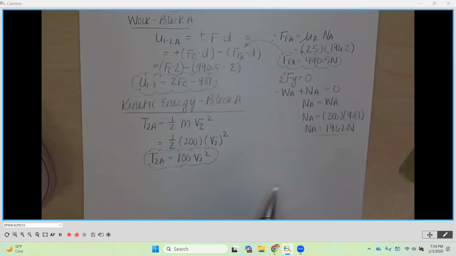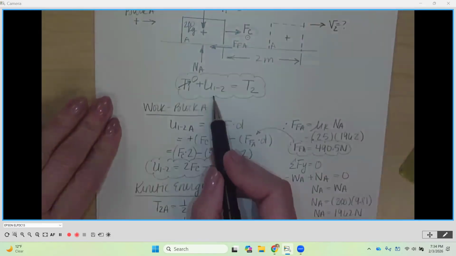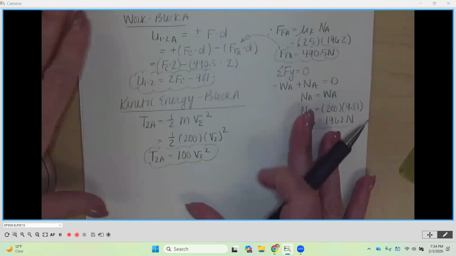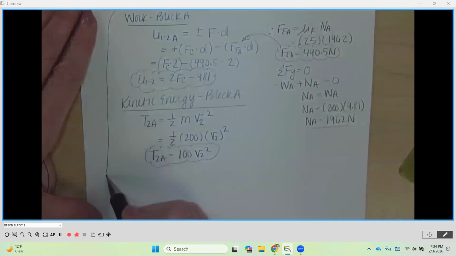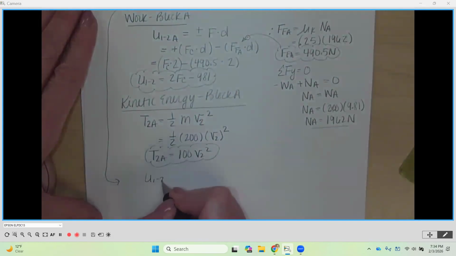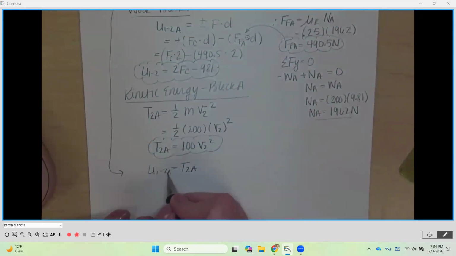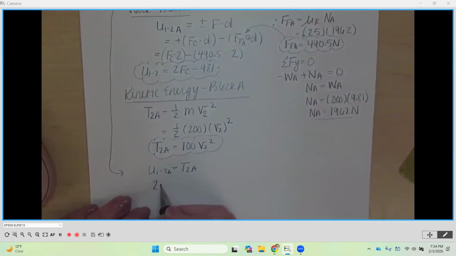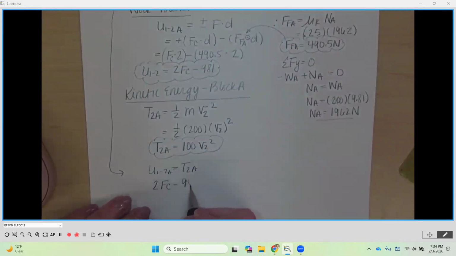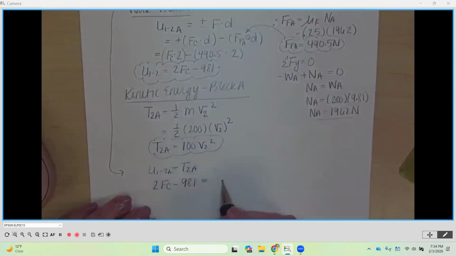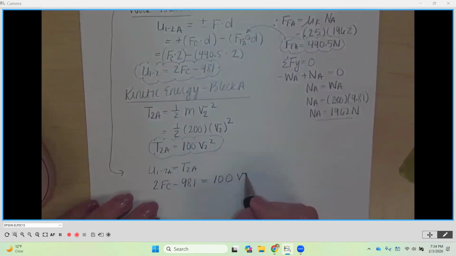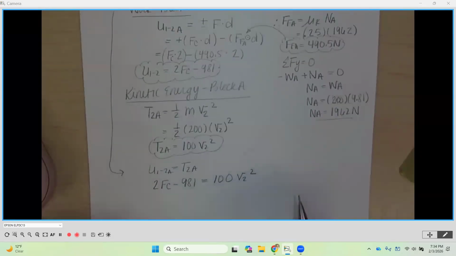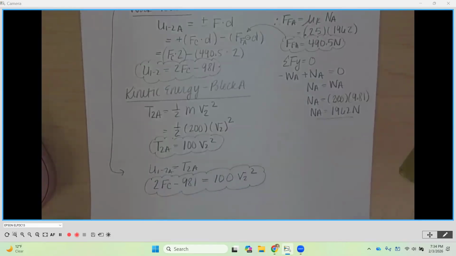All right. And now plugging these two into our work energy theorem. So kind of bringing this down here, U1 to 2 is equal to T2A. This is A if you would. So we got 2 FC minus 981, which is the work side, equal to 100 V2 squared. We'll just leave that there for right now because there are 2 unknowns in that equation. We can't really go any further.